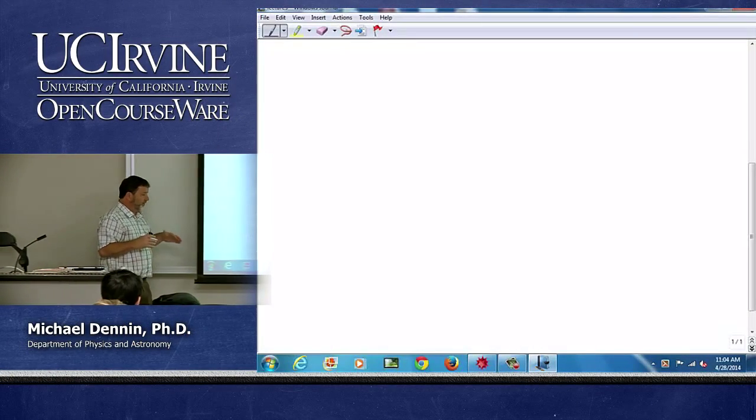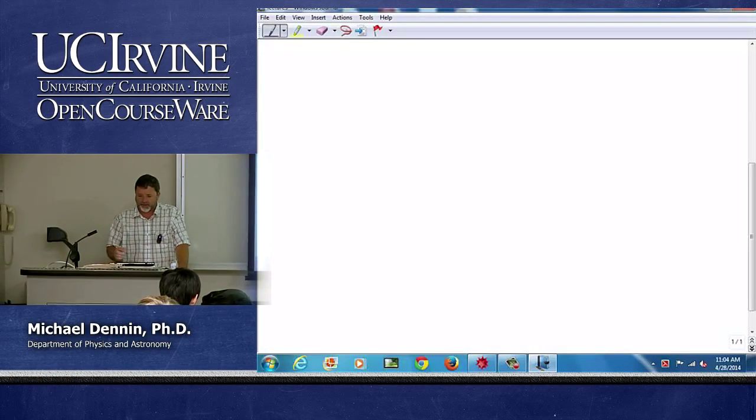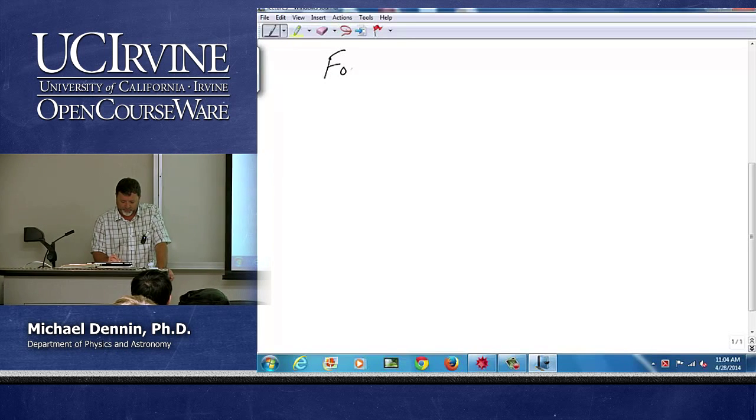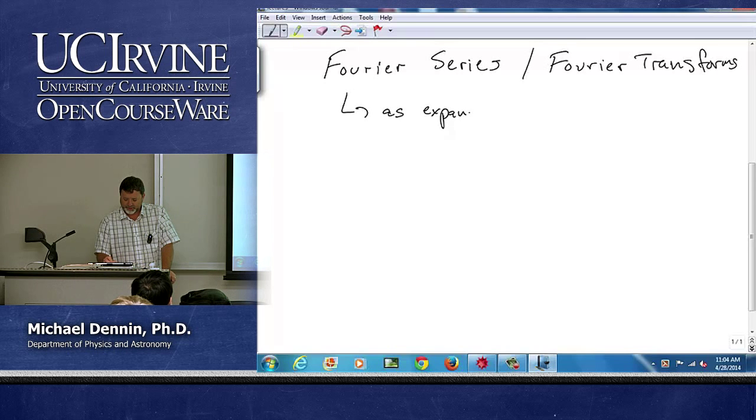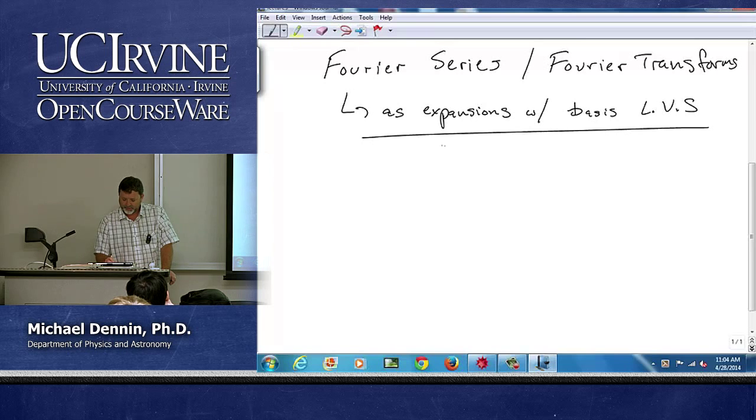What I really want to do this week, as I said, is solidify the idea of linear vector spaces and Fourier series as an example. We're going to focus on Fourier series, but we're also going to do Fourier transforms. The other thing I want to really focus on is I really think if we treat these as expansions with a basis in a linear vector space with a defined inner or scalar product or dot product.